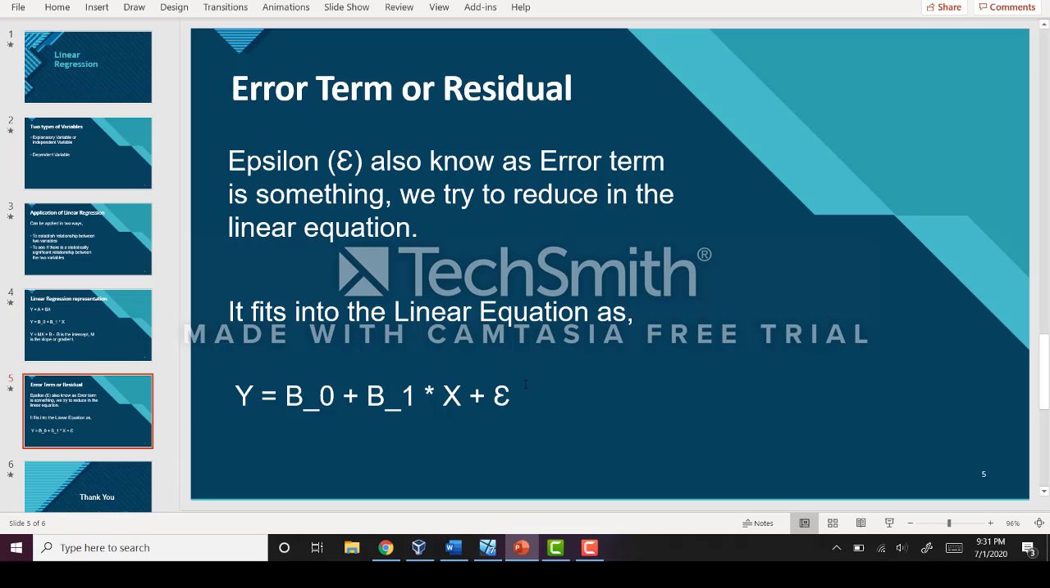So in linear regression, we come across a term known as the error term or residual. It is represented by epsilon. It is something that we try to reduce in a linear equation. So it fits into the linear equation this way: y = b subscript 0 + b subscript 1 times x + the error term or the residual. So our main focus will be to try to reduce this epsilon, the error term, in the linear equation. Thank you.